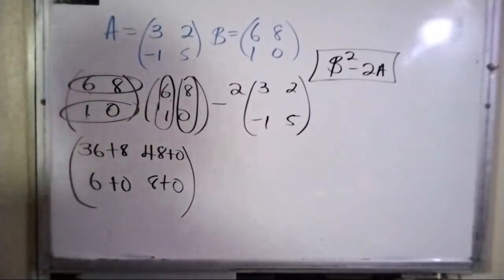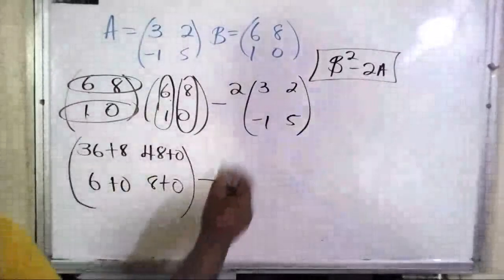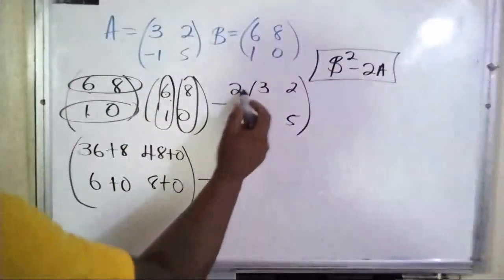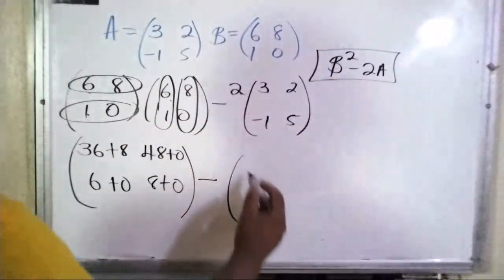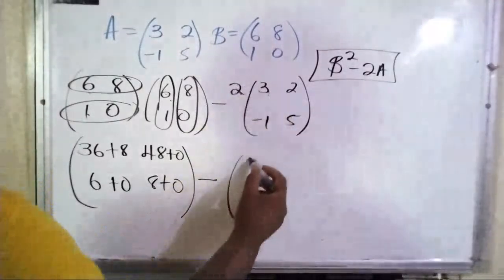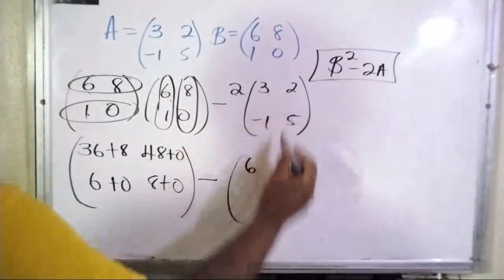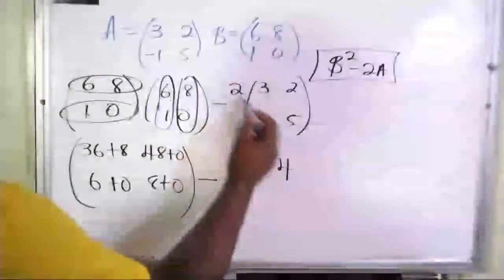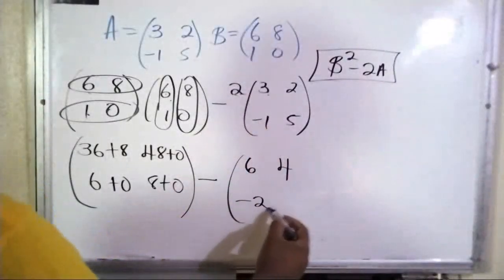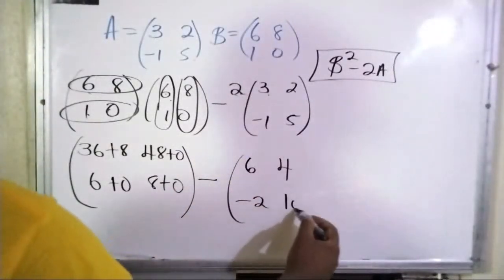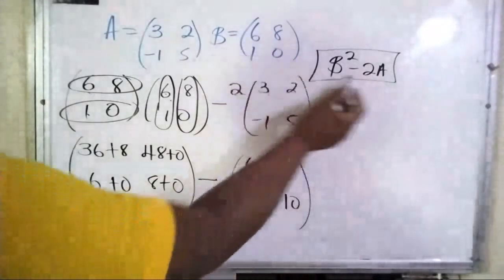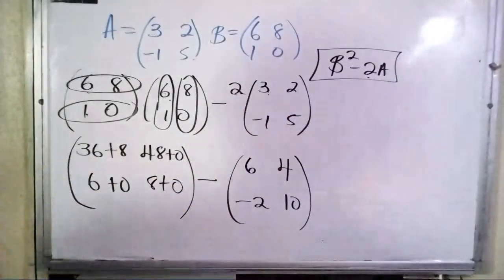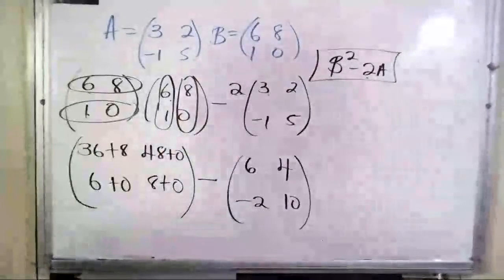Alright? And for this one now, we multiply each by 2. 2 times 3, which is 6. 2 times 2, 4. 2 times negative 1, negative 2, and 2 times 5, 10. So when you see 2 in front of it like this, we just multiply everything by 2. Alright? Let's simplify now.